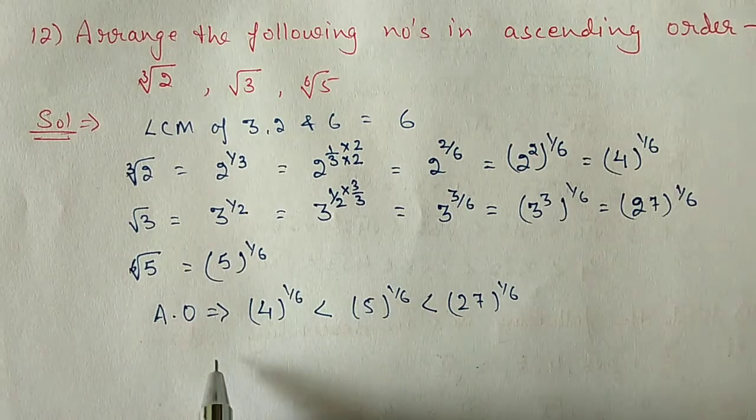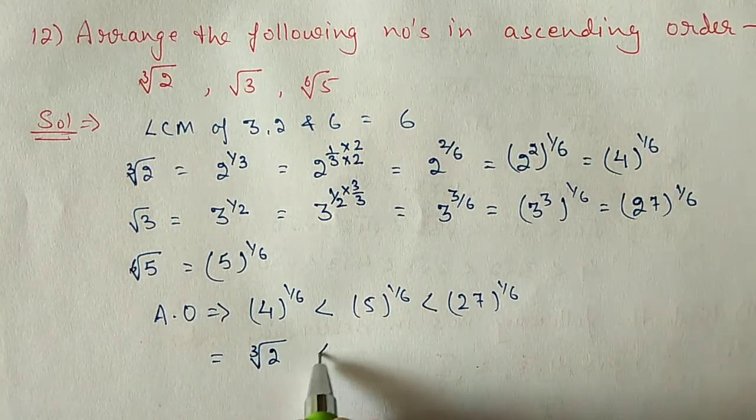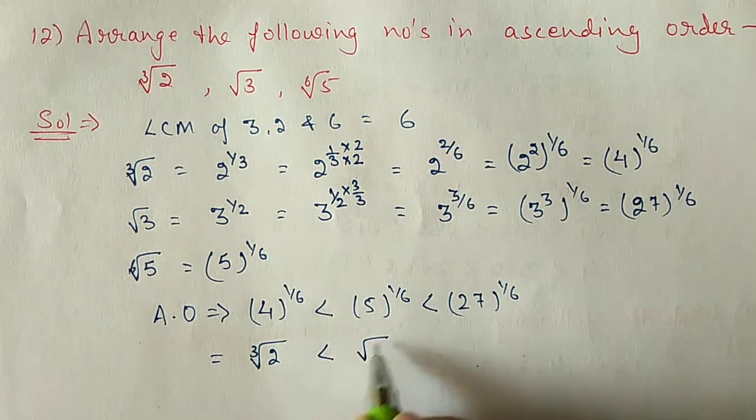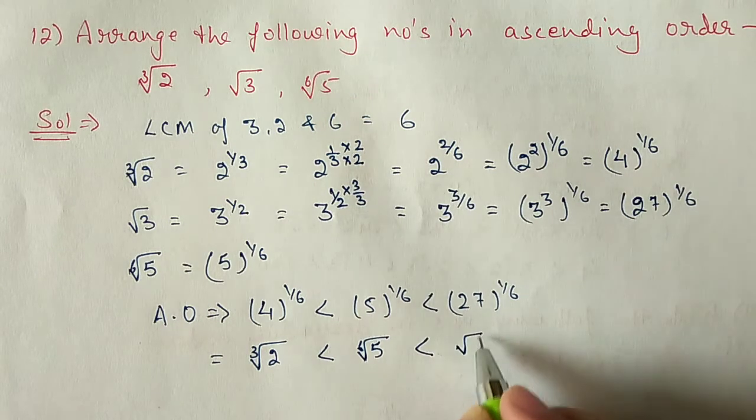4 to the power 1 by 6 is equal to cube root of 2, then it was 6th root of 5, and this last number was square root of 3.